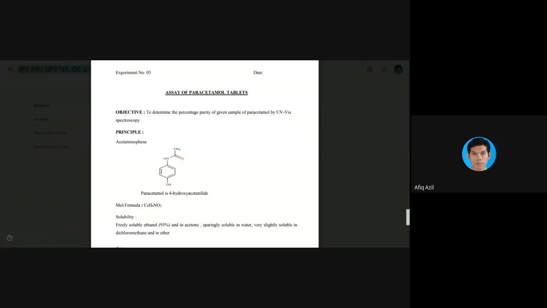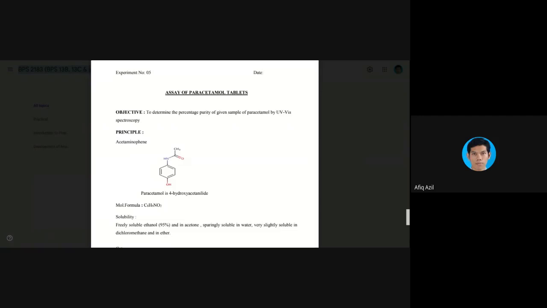Okay, the last experiment for your module will be on the assay of paracetamol tablets. The objective for this analysis is to determine the percentage purity of a given sample of paracetamol by using a UV spectrophotometer. So basically, what you are trying to determine is whether the paracetamol or PCM tablet contains the dosage as it is stated probably on the packaging.